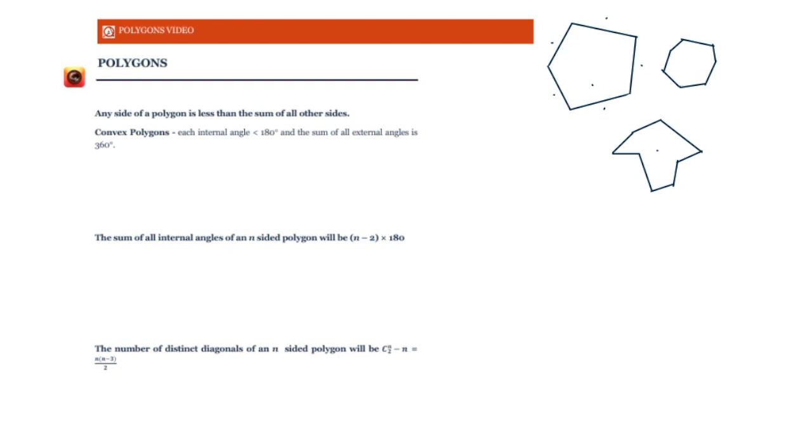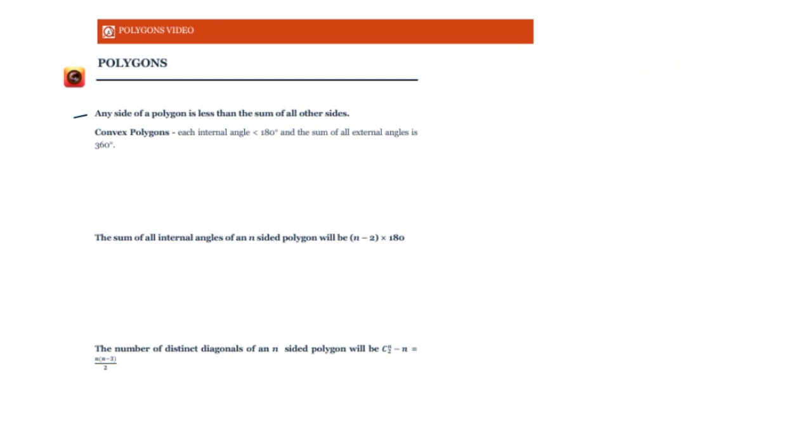First let's discuss this: any side of a polygon is less than the sum of all other sides. Now, this is intuitive. Do you remember what we discussed when we were doing triangles? We said that any one side of a triangle must be smaller than the sum of the other two sides. The logic over here is exactly the same. So let's say I have a line of length 10 centimeters, and 3 more sides: one is 2 centimeters, another is 3 centimeters, and another is 5 centimeters. So this is 2, this is 3, and this is 5.